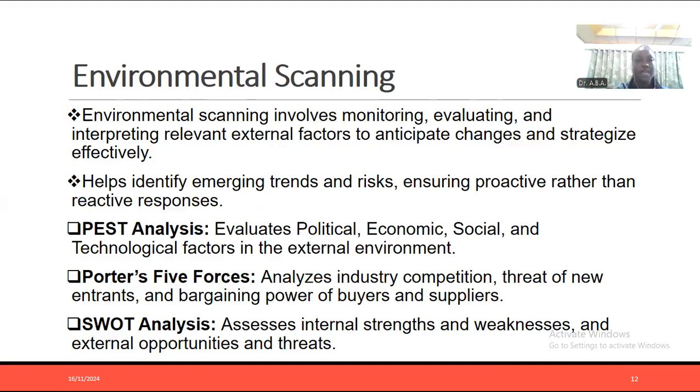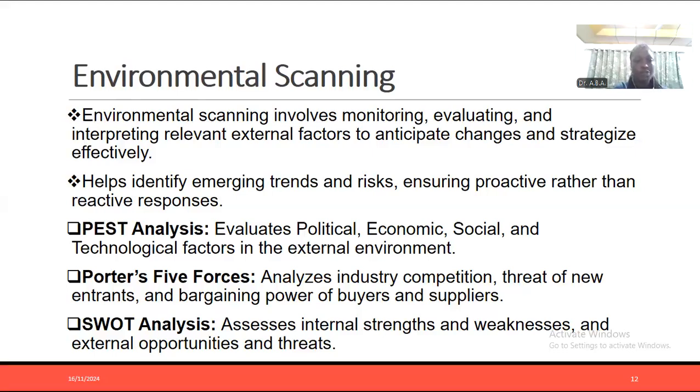The environmental scanning helps to identify emerging trends and risks and ensures that the organization takes on a proactive response rather than waiting for things to happen and then responding to what has happened. Okay, so it gives the organization a proactive standpoint rather than a reactive response.